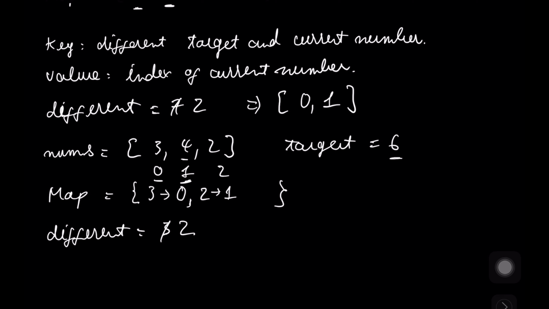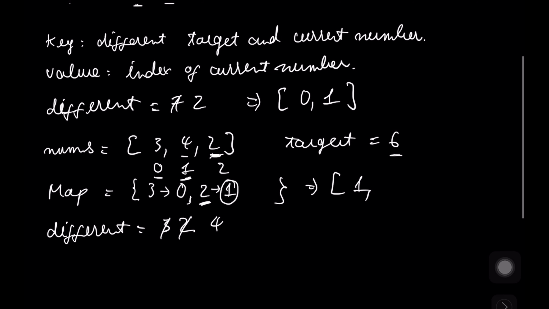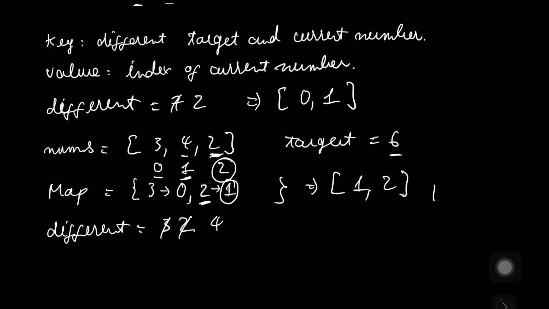And then the last part, we go to number 2, and the difference of it with the target is 4. And then we check if this 2 is already in the map, so I know that it already adds up to the target 6. So I just return this part, which is 1, and then the current index, which is 2. So this actually is what we need to do. So let's move on to the implementation step.